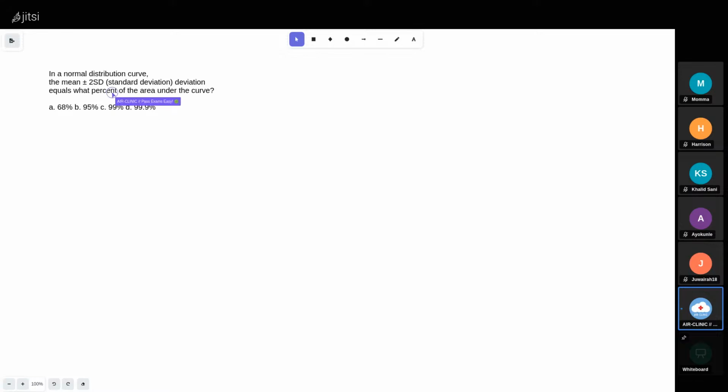The first question is there on the screen, a standard deviation question. In a normal distribution curve, the mean plus or minus 2 standard deviations equals what percentage of the area under the curve? Option A 68%, option B 95%, option C 99%, option D 99.9%.